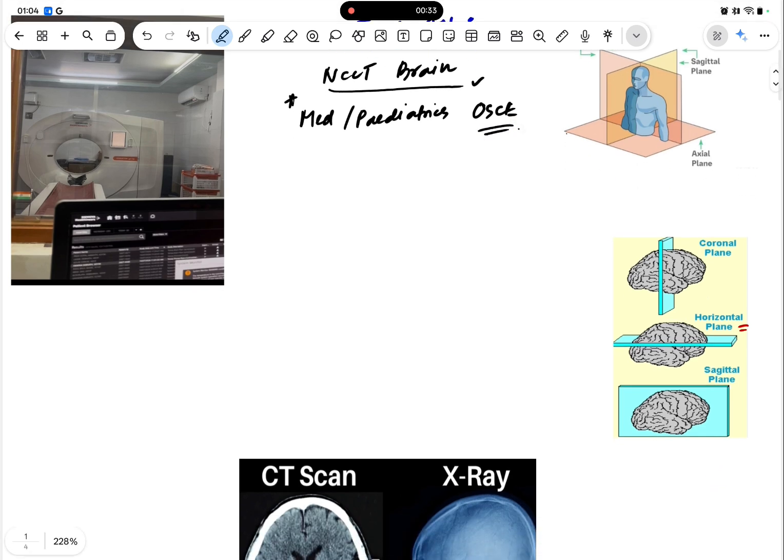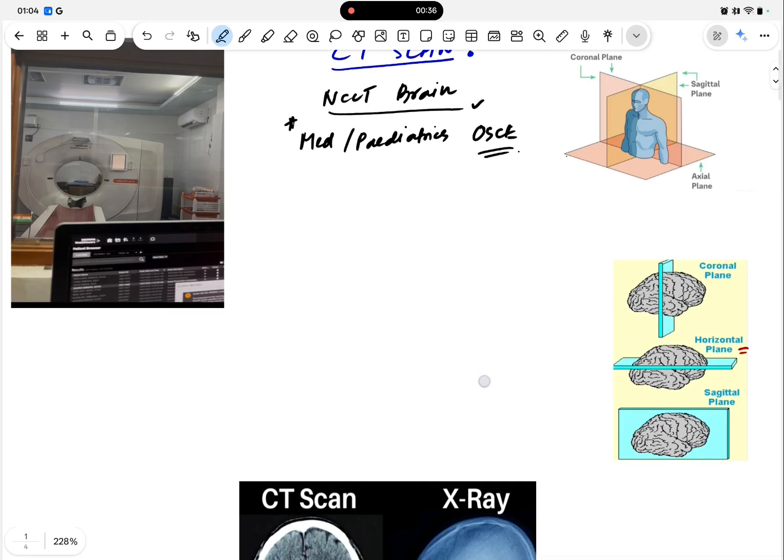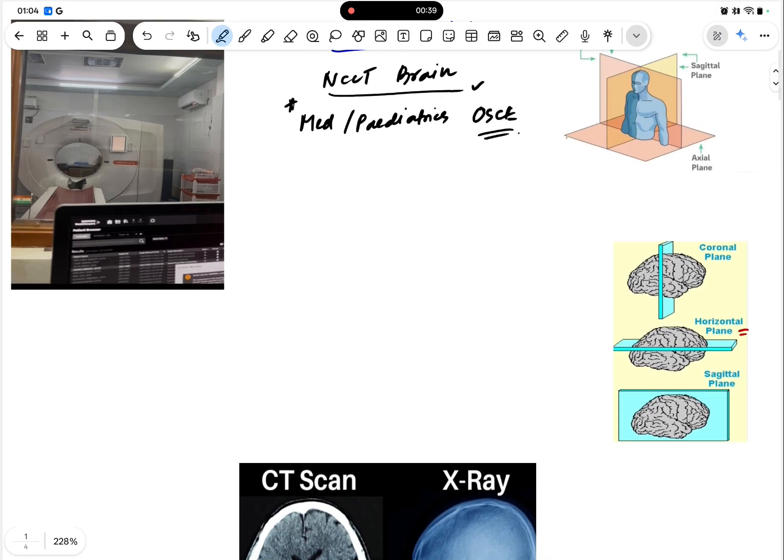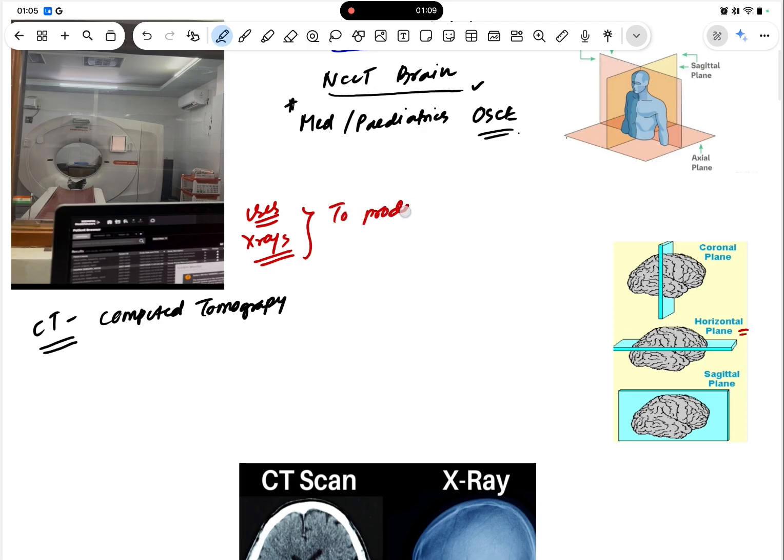Okay, so starting with the basics, what is CT scan? A CT scan stands for computed tomography. This is an imaging modality which uses X-rays to produce cross-sectional image of different body parts.